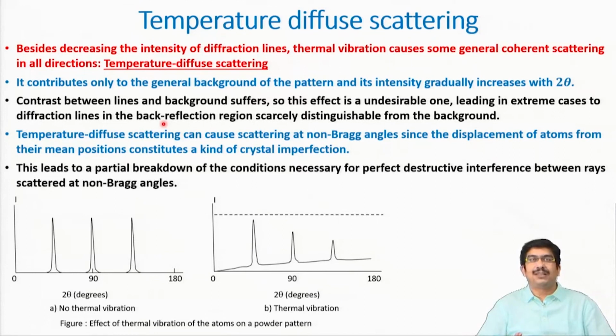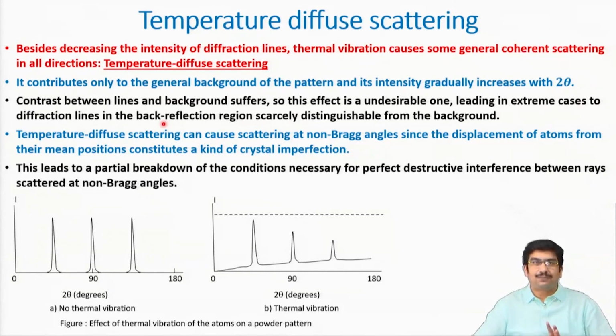So, overall what happens is that at higher 2 theta values, because of the thermal vibration, two things happen at very high 2 theta values. Number one, the intensity of the diffracted beam will decrease, plus the background also increases because of this temperature diffuse scattering. And in ultimate cases very close to the back reflection, like 160 or 170 degrees, it is very difficult to identify the peak from the background itself because of these two effects. The intensity of the diffracted beam decreases, plus the background intensity also increases.